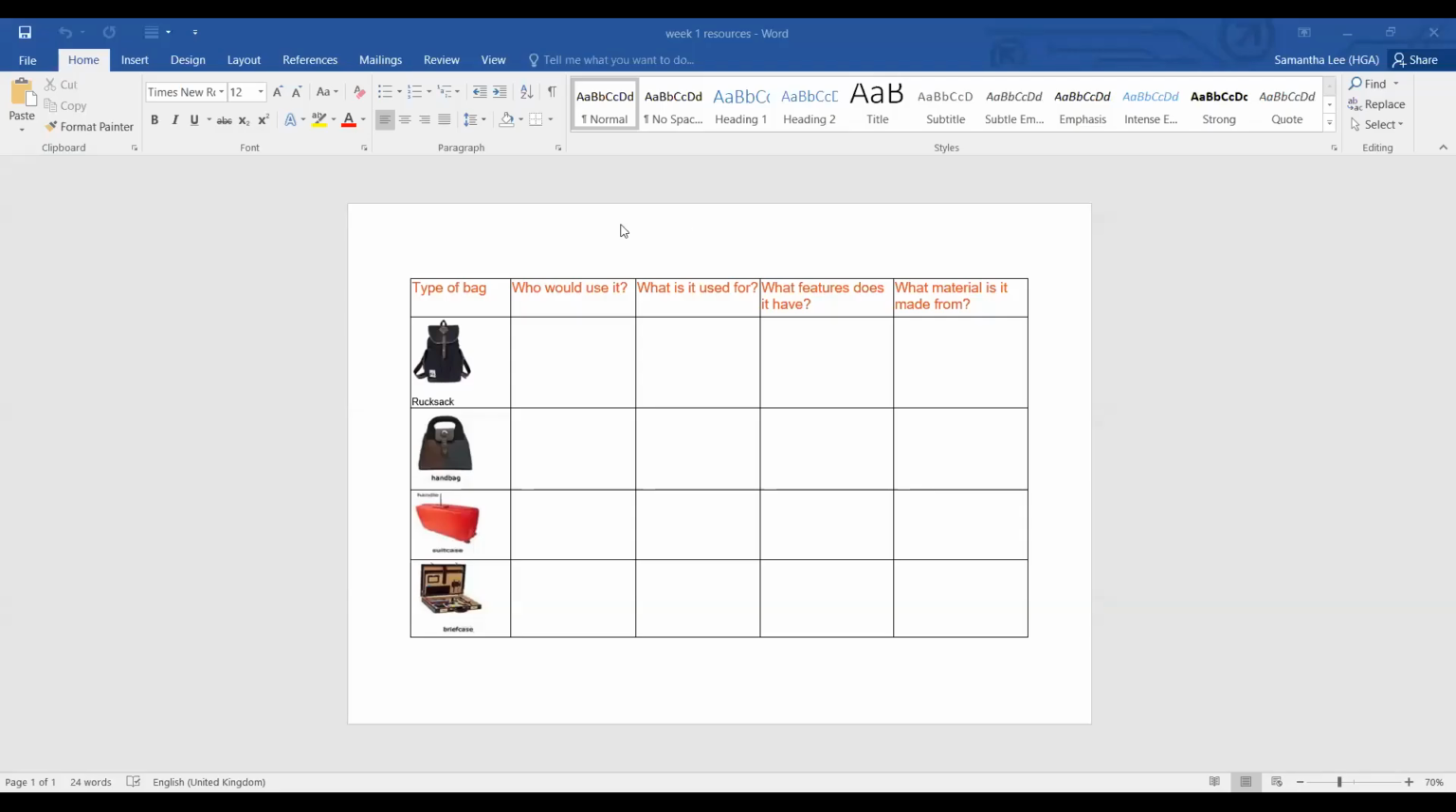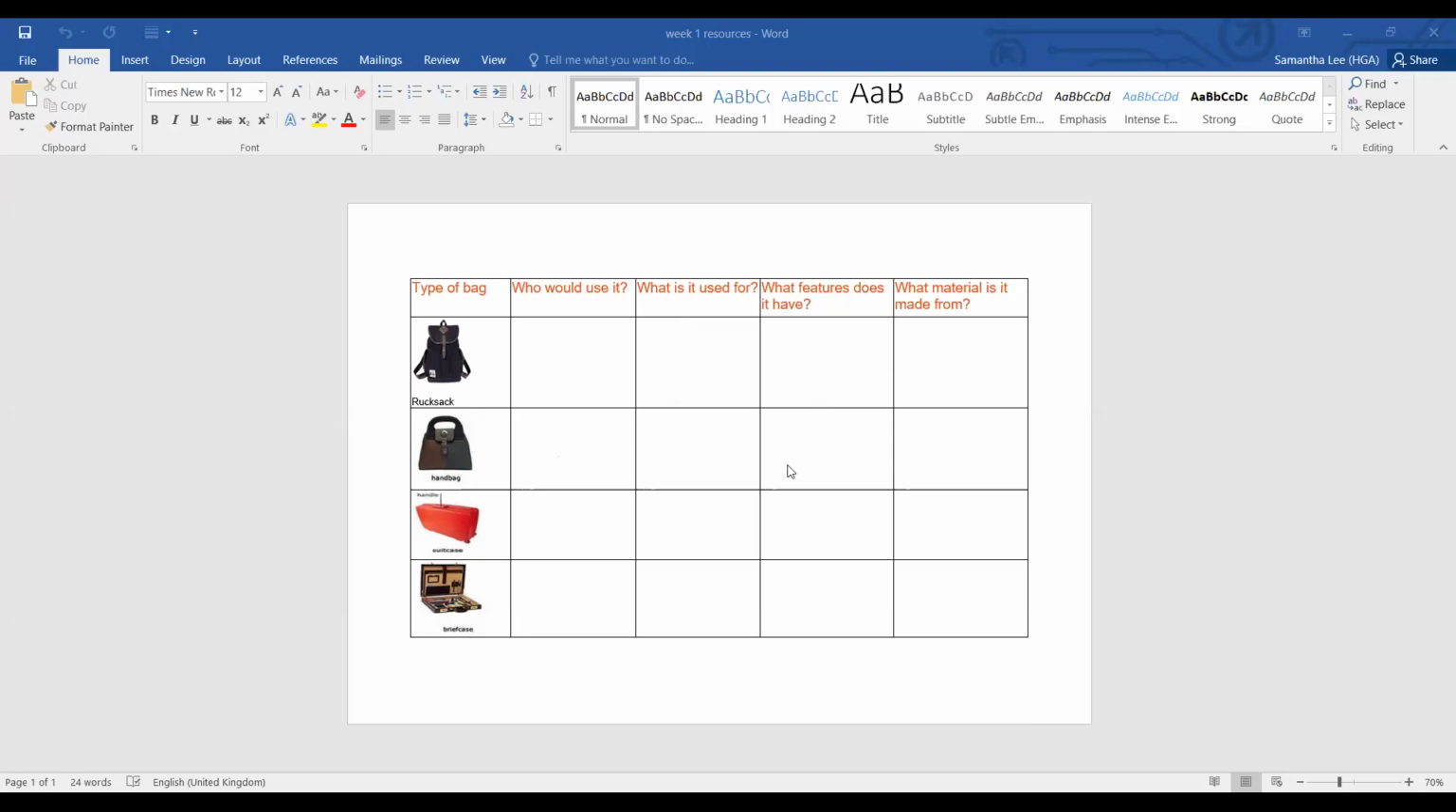So as you can see, this is your table that you have with the questions that we've already just gone through. And you have 4 different types of bags. So the first bag you're going to be looking at is a rucksack. The second bag we'd like you to look at is a handbag. The third is a suitcase. And number 4, just here, is a briefcase. So these are the 4 different bags we would like you to have a think about and answer their questions and think about what you would write in each of those boxes.